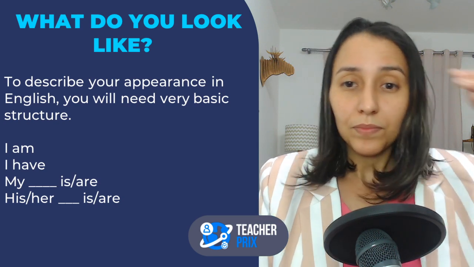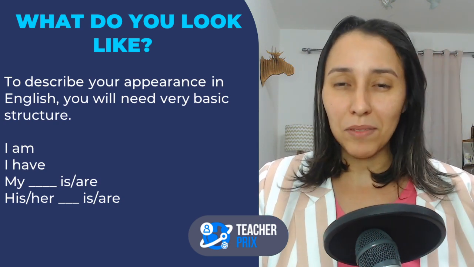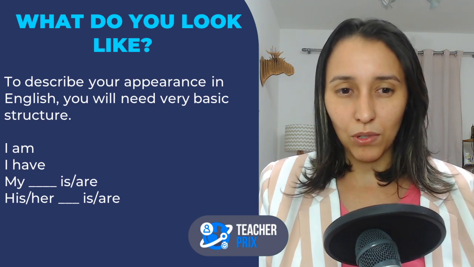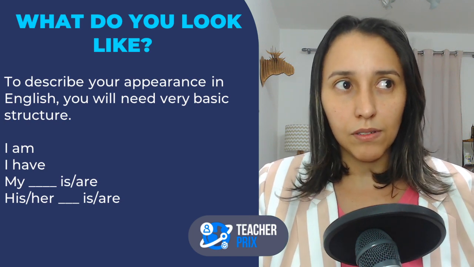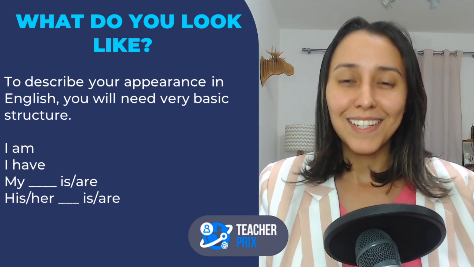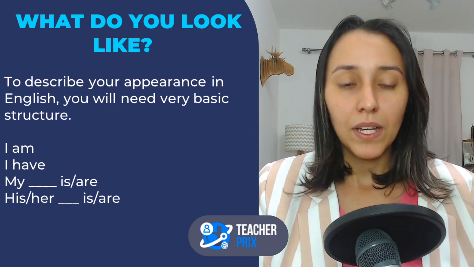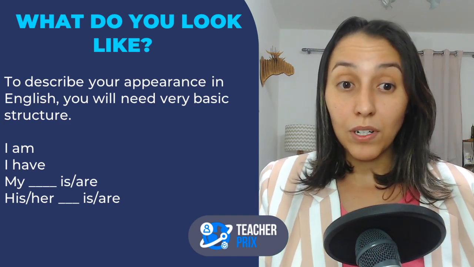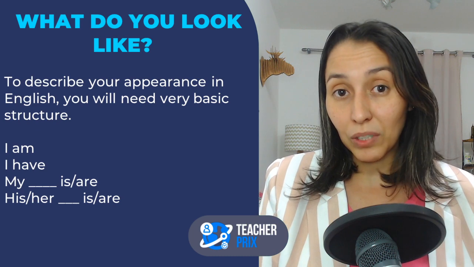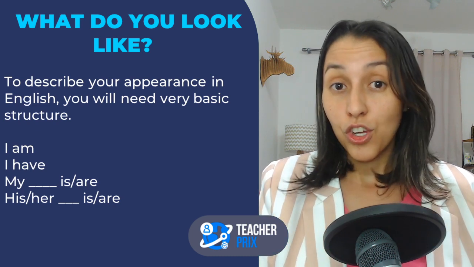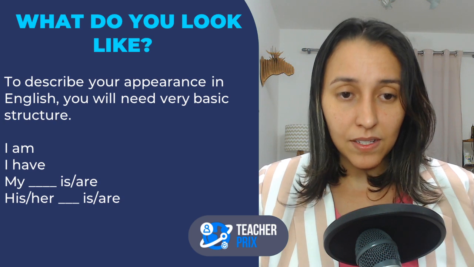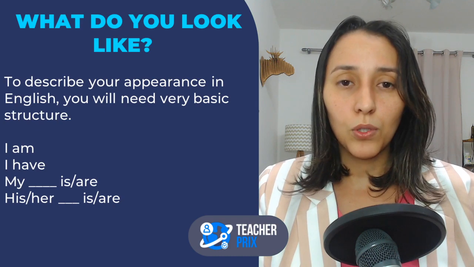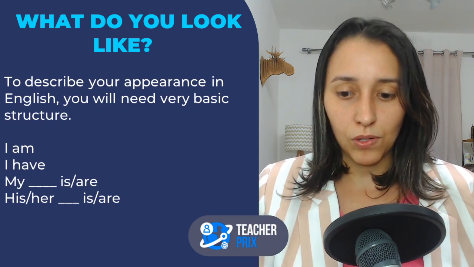Remember, when you are in a conversation describing your appearance, you have to be more objective, cut to the chase. You don't need to describe every single detail about you, unless it's part of the conversation. You can also use my, blah, blah, is, are. If you are describing someone else, his, her, blah, blah, is, are, or she has, he has. So you will need very, very basic structures to describe your appearance in English.